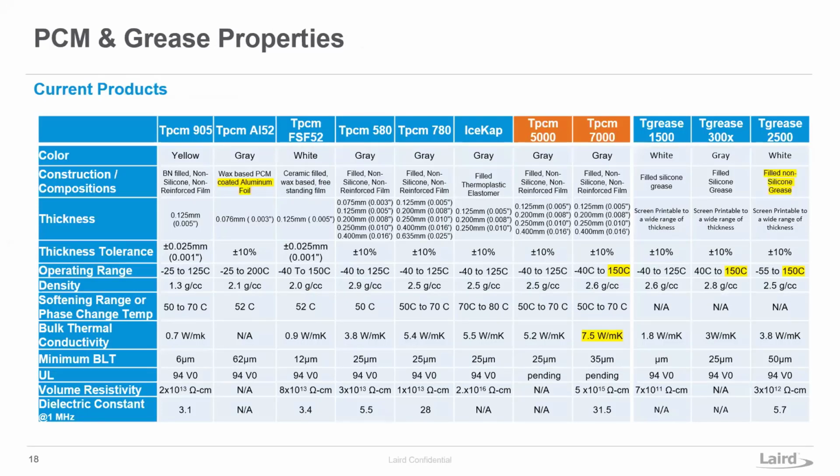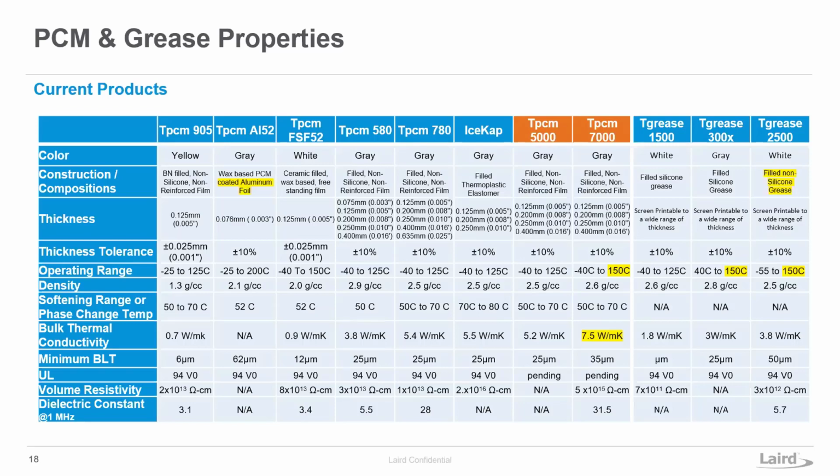Looking at the Laird portfolio, again, we've got a wide range of different phase change materials and greases, and focusing on the new ones again in orange. The 7000, which just released, has an operating range of 150 C and 7.5 watts per meter K thermal conductivity, which is like leading edge performance.